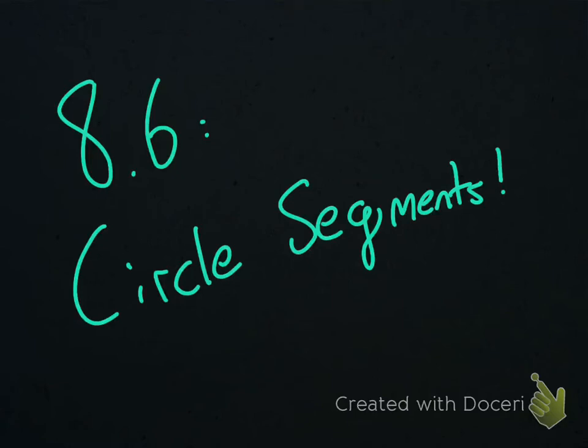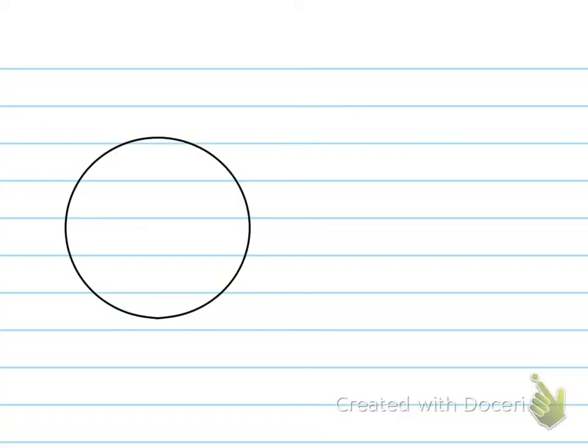In section 8.6, we're going to be talking about various segments in a circle. And there's going to be three situations. So the first one is if I draw two random segments in a circle like this, we see that they intersect just kind of at a random spot in the circle, not necessarily in the center.